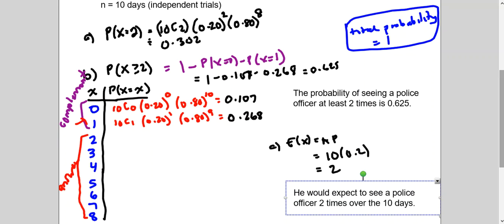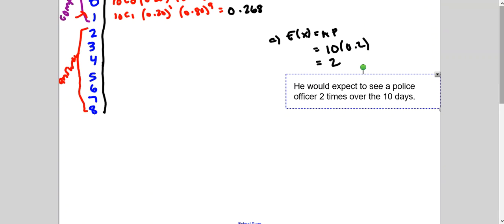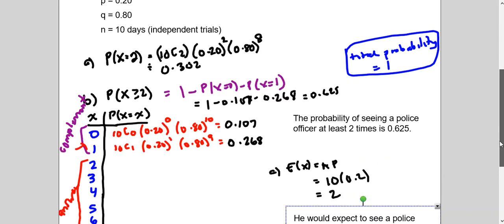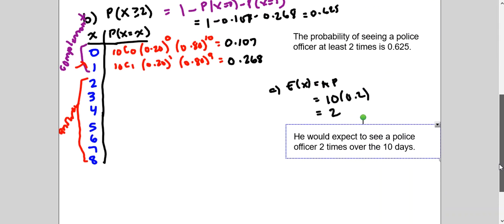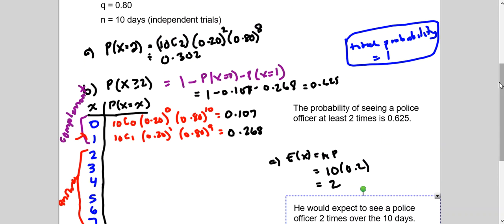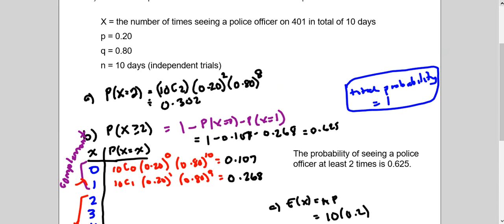So my success criteria for this, I didn't write it down, but if I'm looking at this, is figure out what your event actually is. So this being your success, this part of the scenario, figure out what your P, Q, and N are, and then plug it into the equation to figure out what number of successes you're looking for. Give it a try and see how you do.